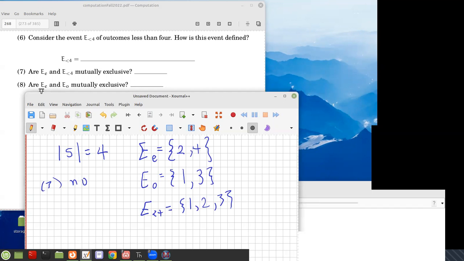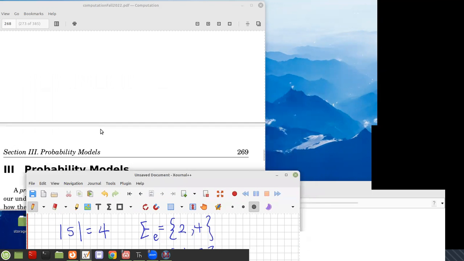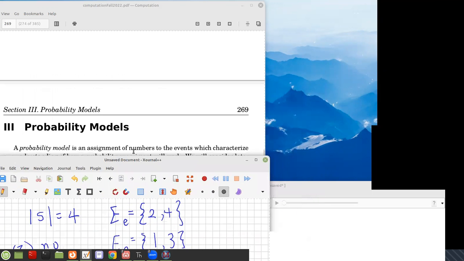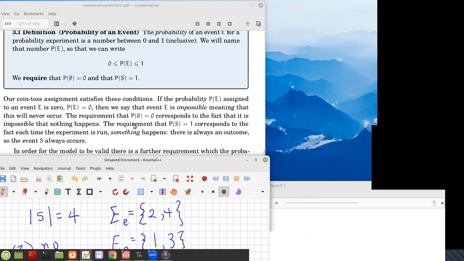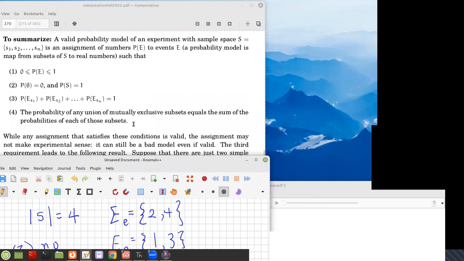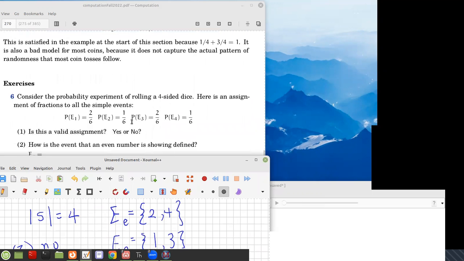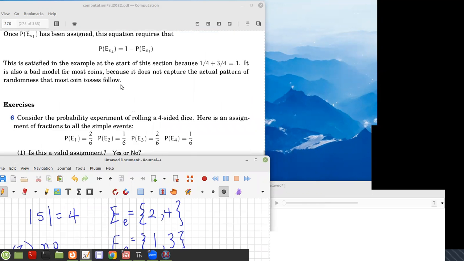On the other hand, the even event and the odd event don't have any events in common, so the answer for 8 would be yes. Okay, so hopefully that's given you a little bit of practice with that. Let's go on and look at some of the exercises that have to do with probability models.